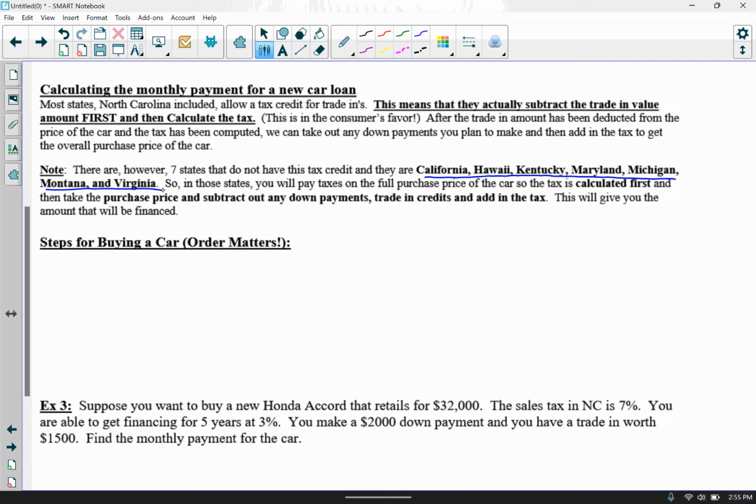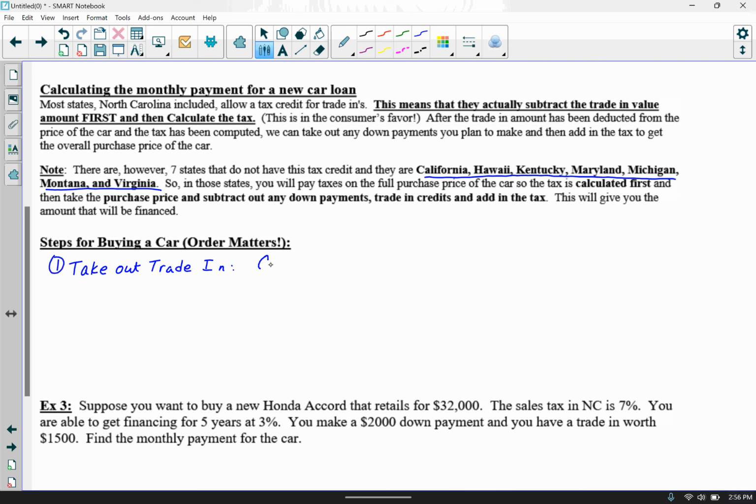All right, so let's move on down to the steps for buying a car in terms of figuring out what your monthly payment would be. There are 4 steps here, and they need to be computed in order to get the correct monthly payment. Step 1 is that you take out the trade-in if you have one. If you don't have the trade-in, you skip on to step 2. But the first thing that you do is take out your trade-in.